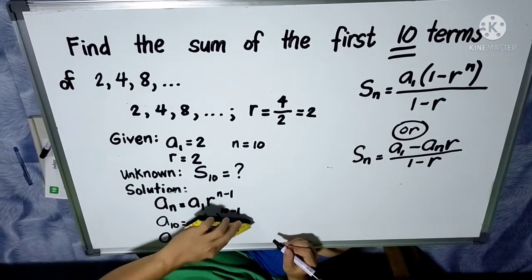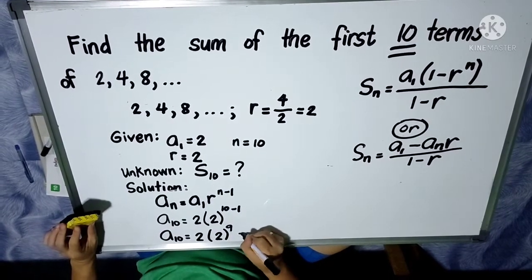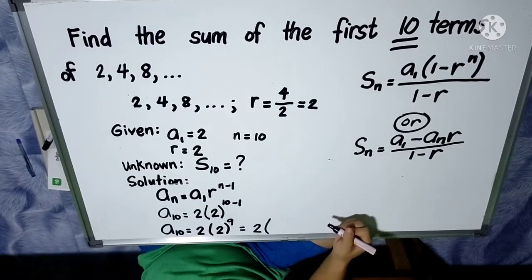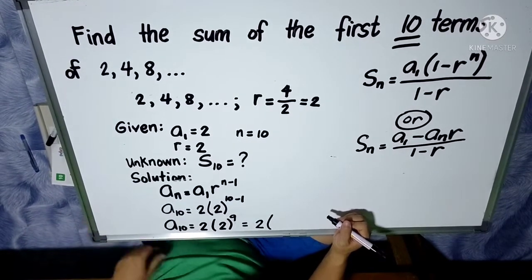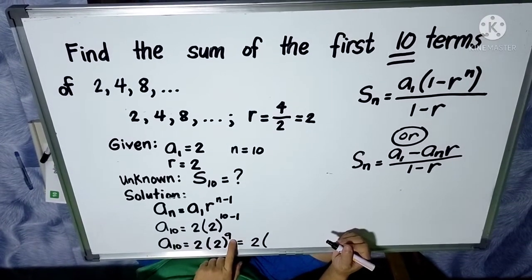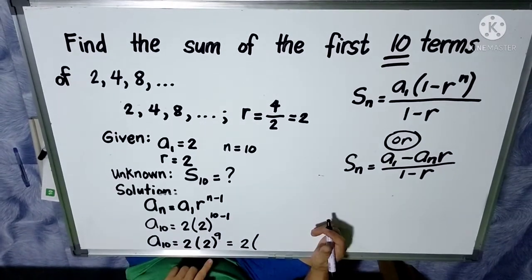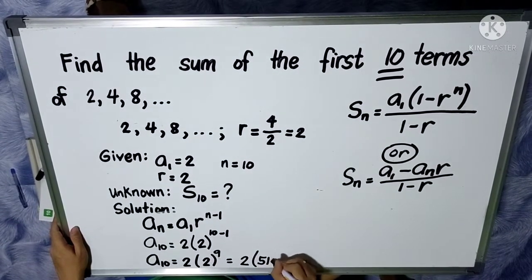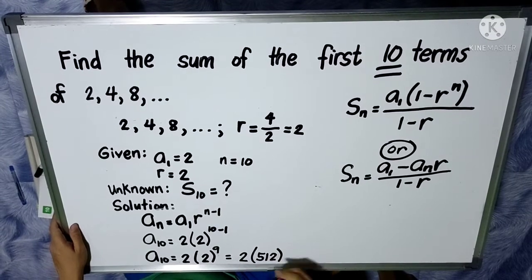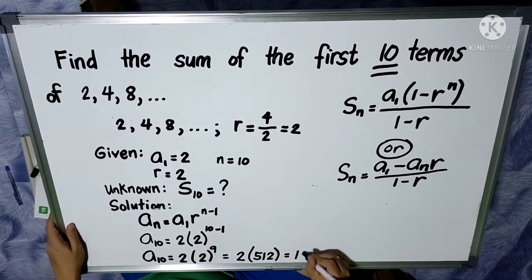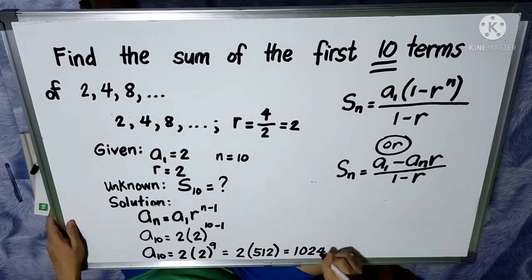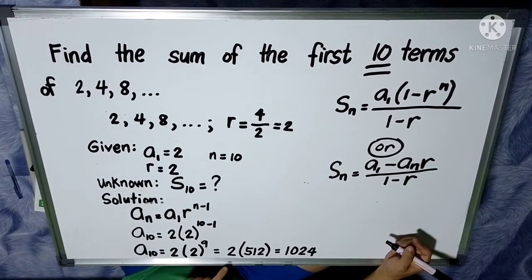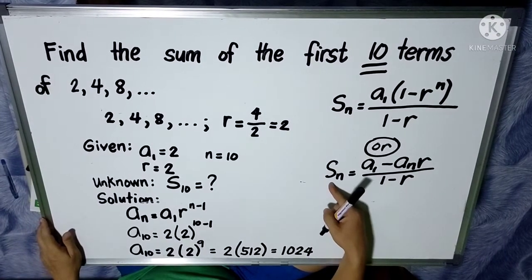So this is the exponent of 9, which is equal to 2 times 2 to the exponent of 9. You multiply 2 by itself 9 times, and 2 to the exponent of 9 is equal to 512. And 512 times 2 is 1024. But are we done? We are not yet done because we just solved a sub 10. Now you will now solve using the formula.